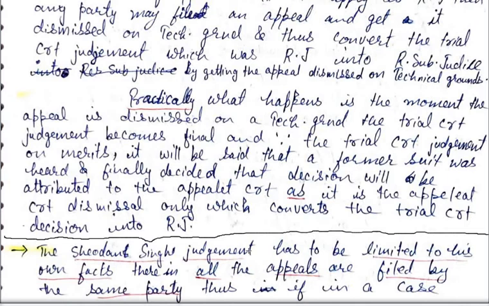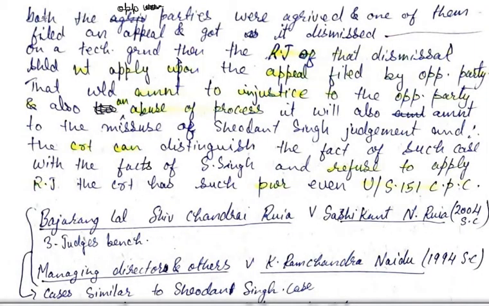The Sheodan Singh judgment has to be limited to its own facts. Therein all the appeals were filed by the same party. If in a case both the opposite parties were aggrieved and one of them filed an appeal and got it dismissed on a technical ground, then the res judicata of that dismissal should not apply upon the appeal filed by the opposite party.